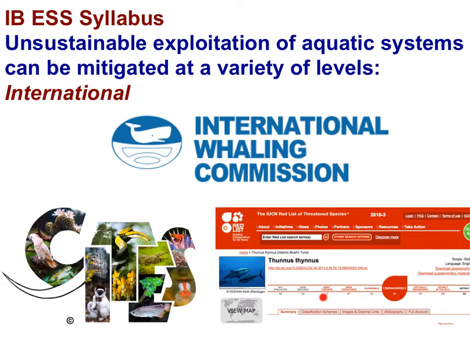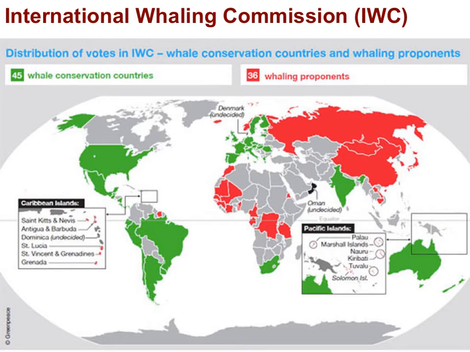And the IUCN Red List clearly communicates when a species is in danger of extinction. The International Whaling Commission, the IWC, is an international body set up in 1946 to provide for the proper conservation of whale stocks and thus make possible the orderly development of the whaling industry.